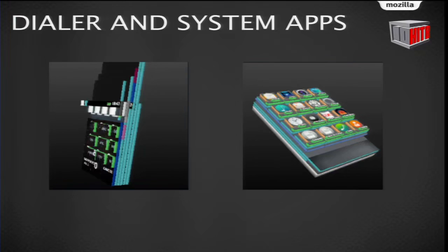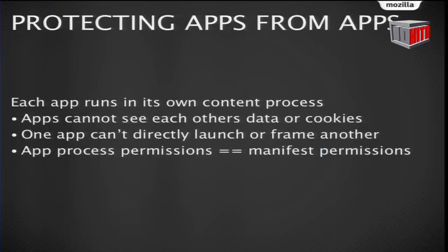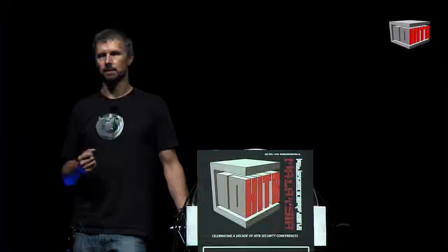The way we look at protecting apps from each other is each app runs in its own content process, right? So it means they can't see each other's data or cookies. They can't see it at a process level. An app can't launch or frame another app. And the process permissions are equivalent to the manifest permissions, which means that if your app doesn't need access to, like, camera, the process itself has no access to the camera anyway.